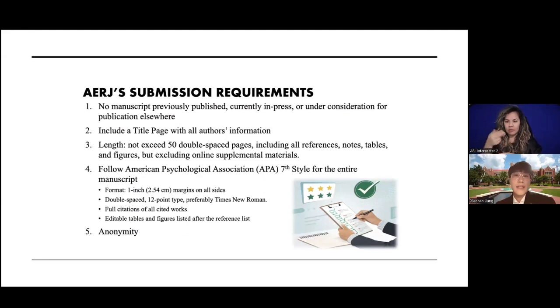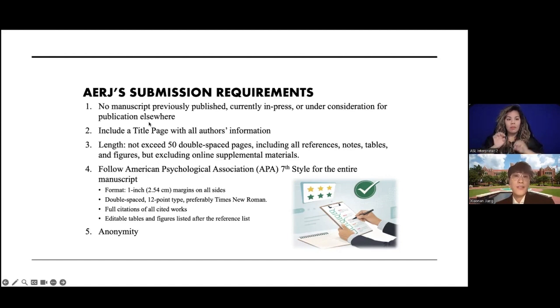Next, I will highlight some important points of the submission guidelines that every author should follow to meet the submission requirements. First, AERJ does not accept manuscripts that are previously published, currently in press, or under consideration for publication elsewhere. Second, when you submit your manuscript, please make sure to include a separate title page with all authors' information, including author's name, affiliation, street address, email address, and phone numbers.